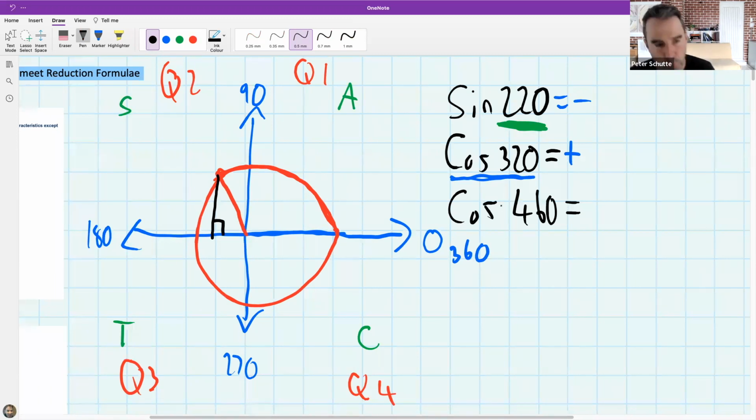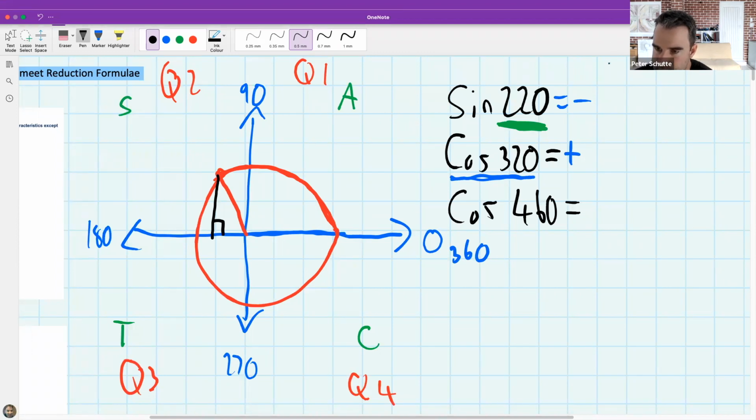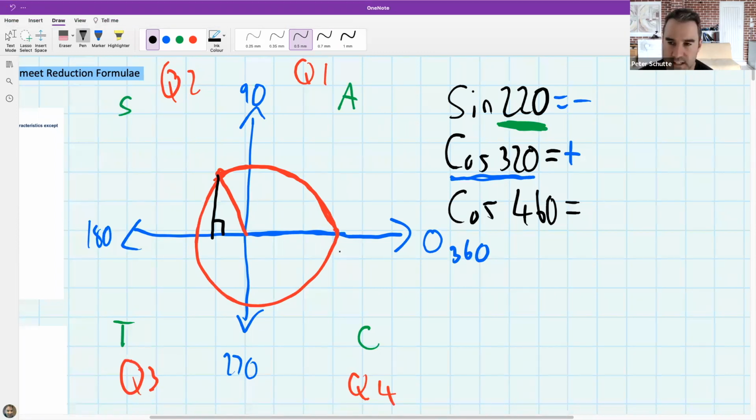But can you tell me, is cos 460 going to be positive or negative? Which quadrant is it in? It's in quadrant number 2, and cos in quadrant number 2 is going to be negative. Yes. Fantastic. Again, give me a thumbs up if you feel like you understand how the CAST diagram helps us understand where a trig ratio with a particular angle is positive and where it's negative.